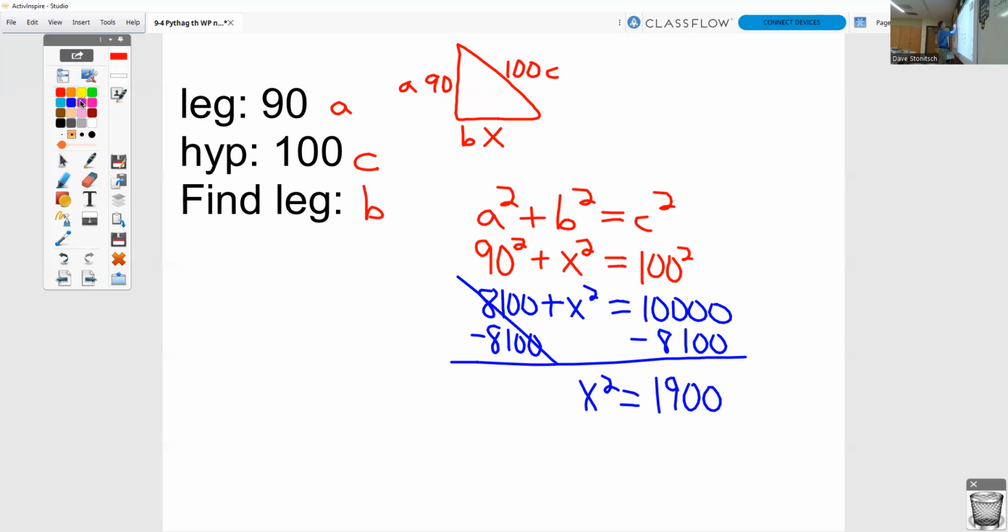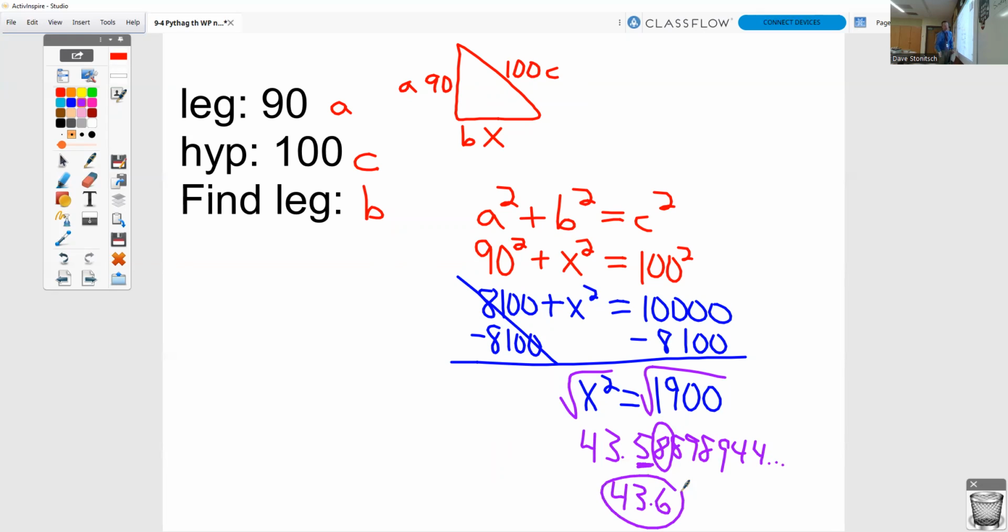The last step in every single question is to take the square root. So we want to take the square root of 1,900. You get this big, long, ugly decimal, 43.58898944, blah, blah, blah. It keeps on going forever. We want to round to the nearest tenth. The 5 is in the tenth spot. You want to look at the number that's after it. That number after it is 5 or higher, so this 5 is going to round up to be a 6.